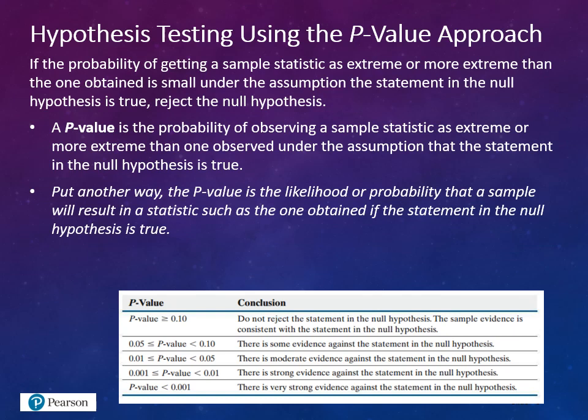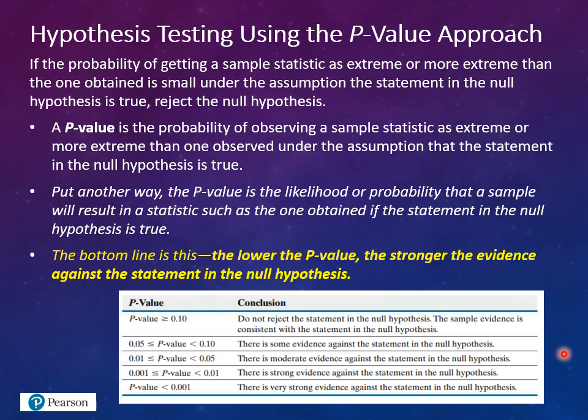So this is a great table to have. If the p-value is greater than 0.10, that's 10%, do not reject the statement in the null hypothesis. The sample evidence is consistent with the statement in the null hypothesis. If it's between 5 and 10%, there is some evidence against the statement in the null hypothesis. If it's between 1 and 5%, there is moderate evidence against it. If it's between 0.1% and 1%, then there's strong evidence against it. And if the p-value is less than 0.1%, there is very strong evidence against the statement in the null hypothesis. The lower the p-value, the stronger the evidence against the statement in the null hypothesis.